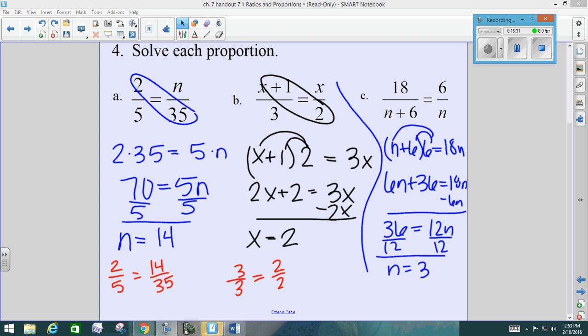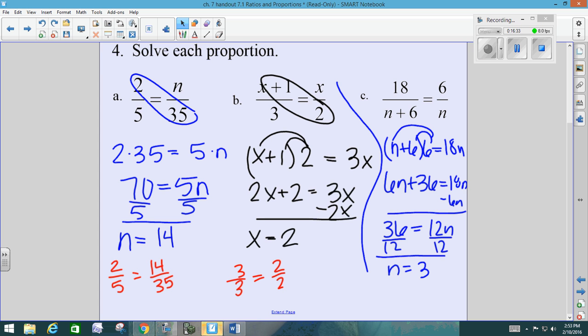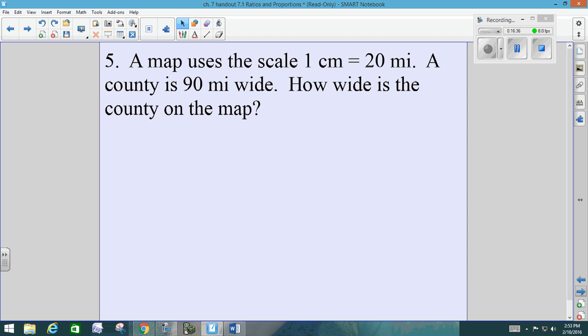Great. Skip 5 on yours. We're going to go to 6 for a second. We'll come back to it.